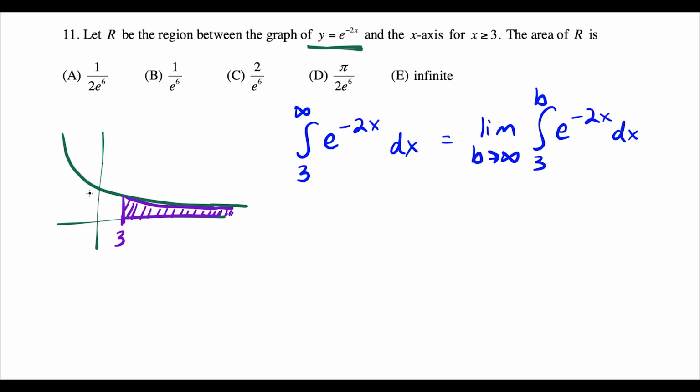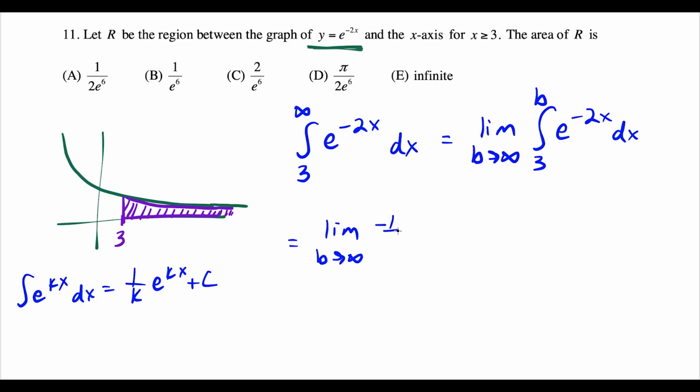Now, anytime you have an integral with e, it's really helpful to know this little shortcut. If it's e to a constant times x dx, the antiderivative is 1 over the constant times e to the kx plus c. Now, in this case, it's a definite integral, so we don't need a plus c, but this is just really helpful to know. So this is now equal to the limit as b goes to infinity of the antiderivative of e to the minus 2x. We could just use this formula with k equals negative 2. We would have negative 1/2 e to the negative 2x, and we're evaluating this from 3 to b. So we have to use the fundamental theorem of calculus here.